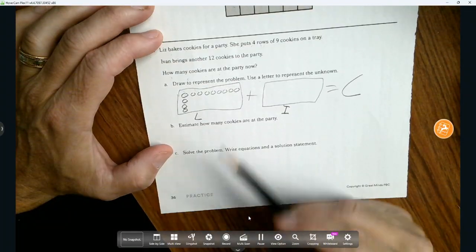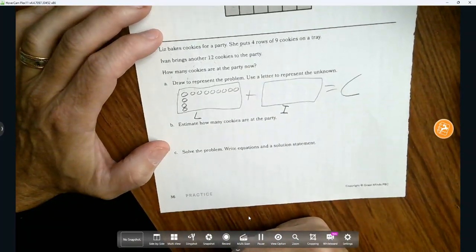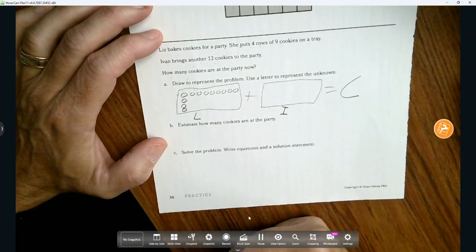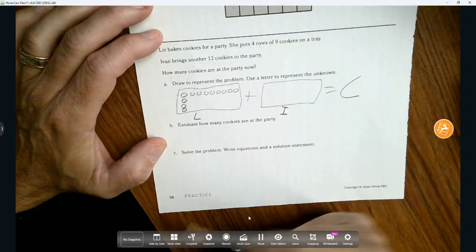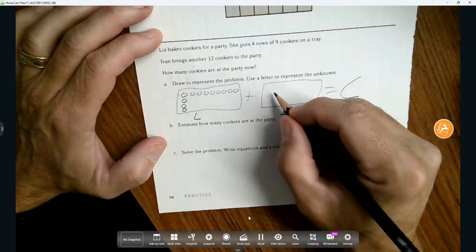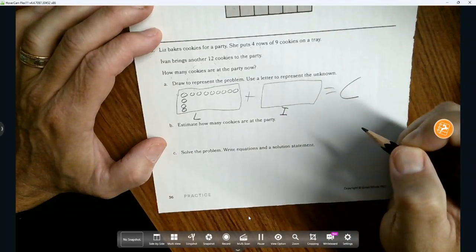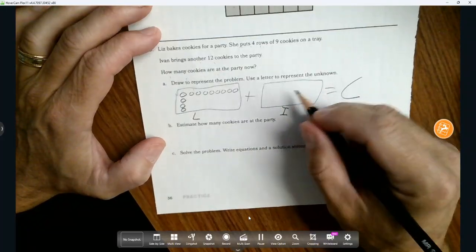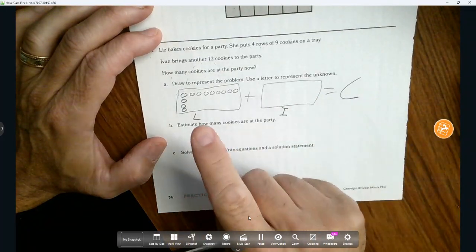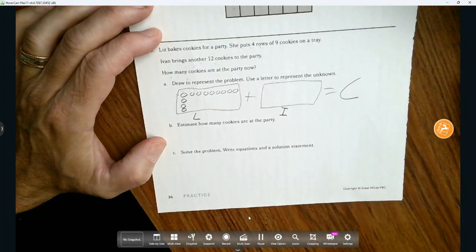All right. Ivan brings another 12 cookies to the party. So Ivan doesn't tell us how many rows or cookies in your rows. It just says 12 cookies. Let's keep it neat though. All right. So 12 cookies. You just need to draw 12 cookies on here. And then we'll put these cookies plus these cookies equals how many cookies we have.